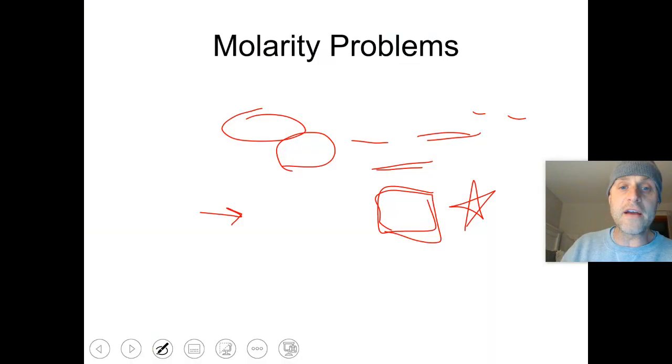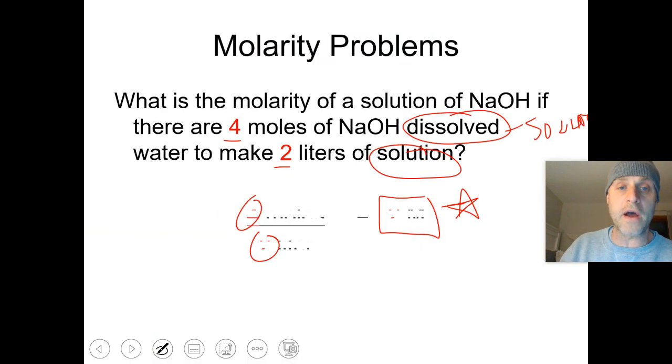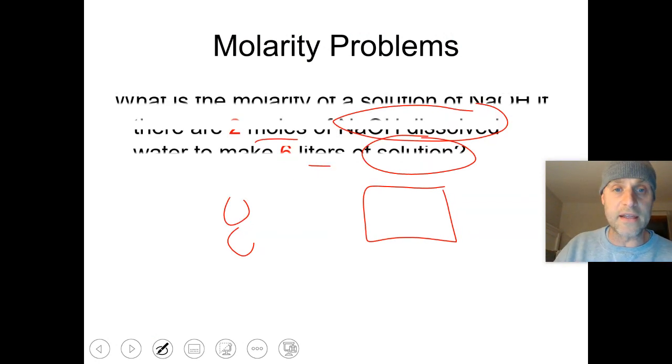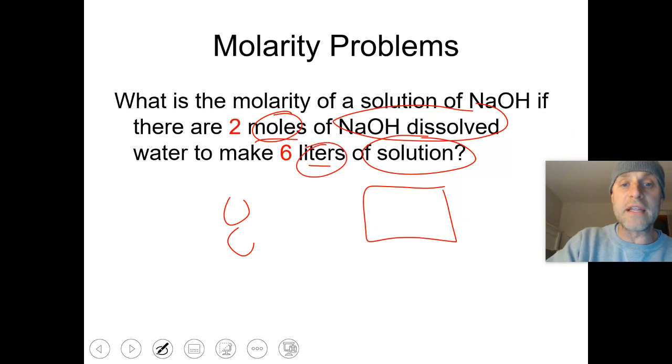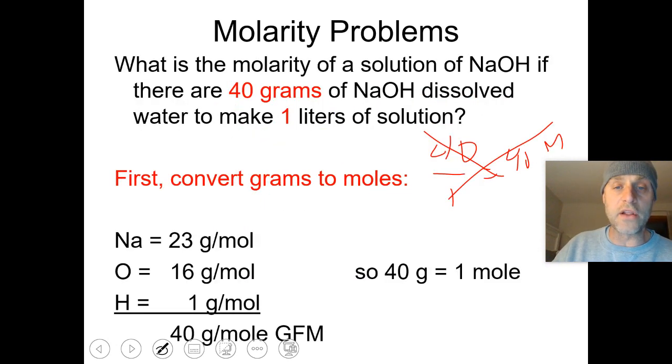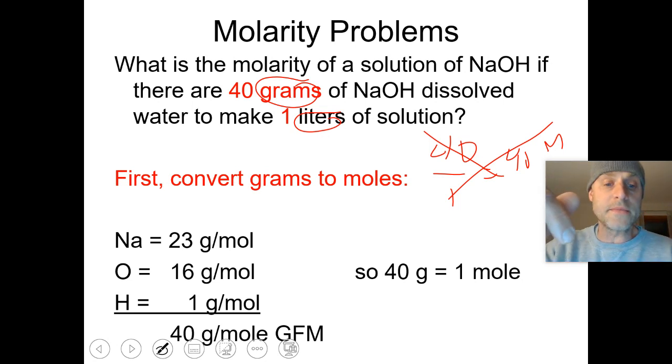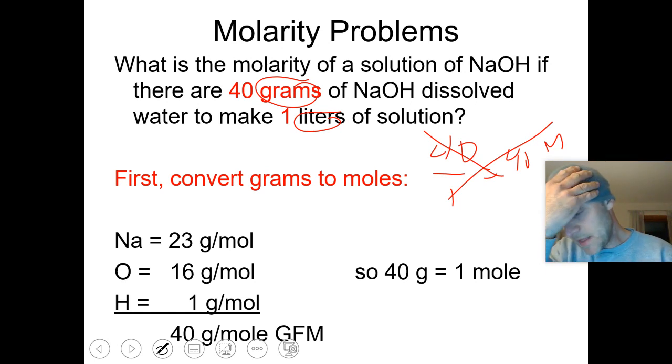So if you're given moles and you're given liters, it's easy. But now look at this one. I'm not given moles. I'm given liters, which is on the bottom, but I'm given grams. So what I have to do is convert grams to moles. Okay, well, how in the world do I do that?